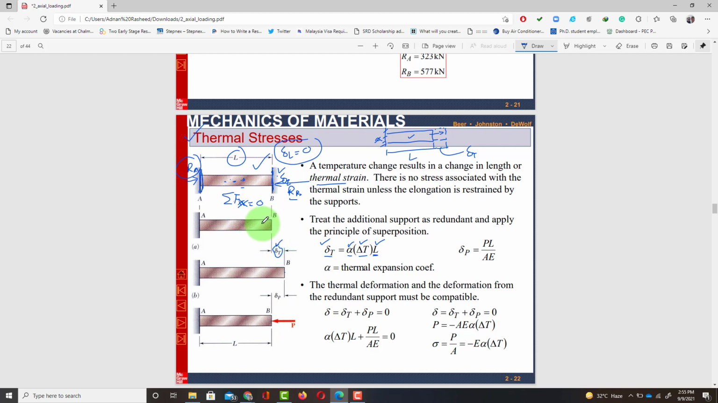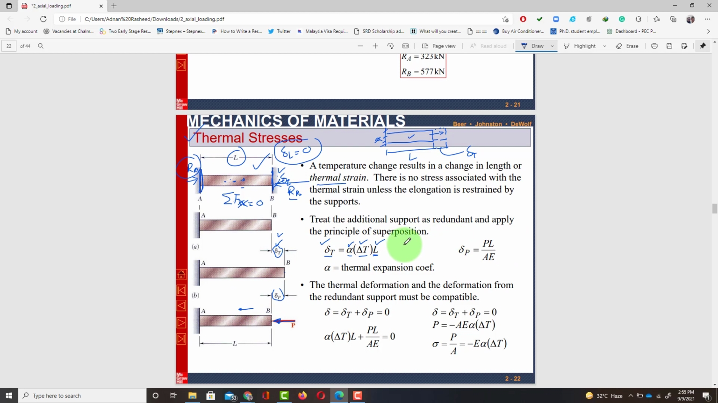So due to temperature difference, it elongates. But now we assume that there is a reaction force due to this support B. So we represent this reaction force as compressive force. Clear? So now due to this compressive force, there will be a contraction in the length. And how much will be the contraction? This will be the same as that elongation, but in the opposite direction.